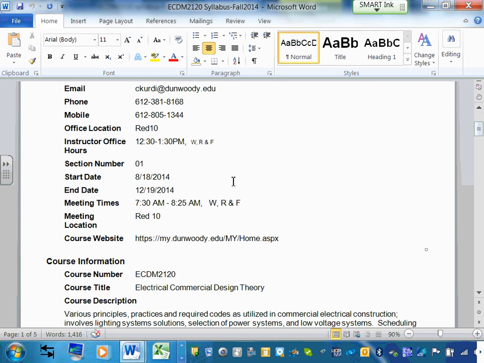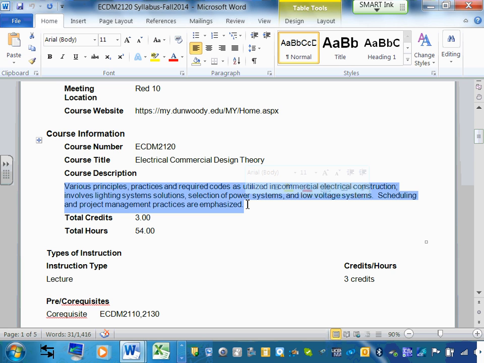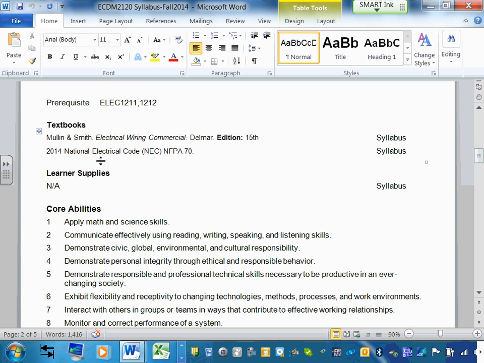The same information here. This is theory. If you read through this one, guys, we give you enough code information and explanation to design power, lighting, and low voltage based on NEC code book and other standards. That's what this class is all about, lecture. It's 3 credits, 54 contact hours. The book for this class, guys, is the commercial one, chapter 15. And also you need the NEC code book.